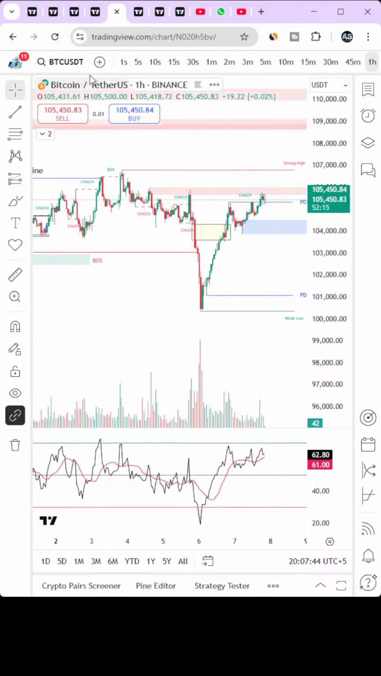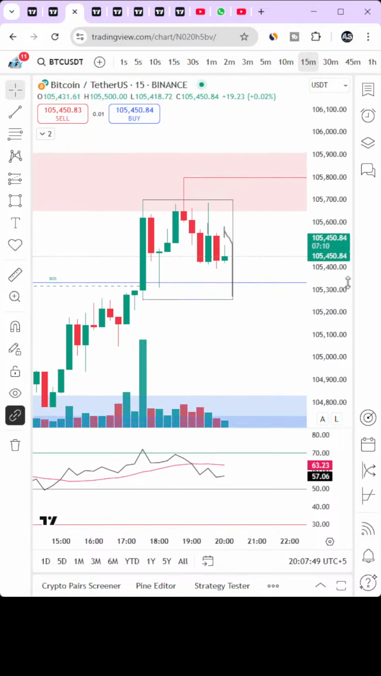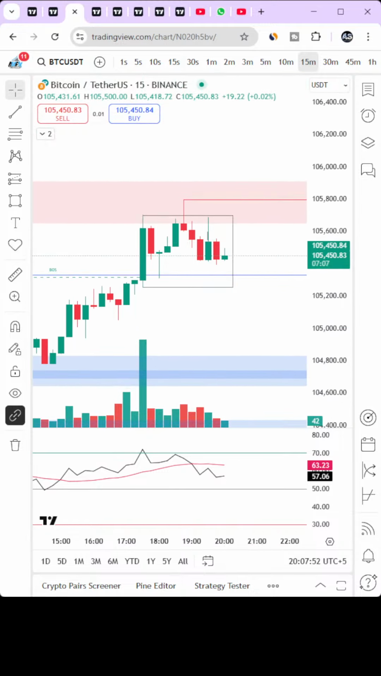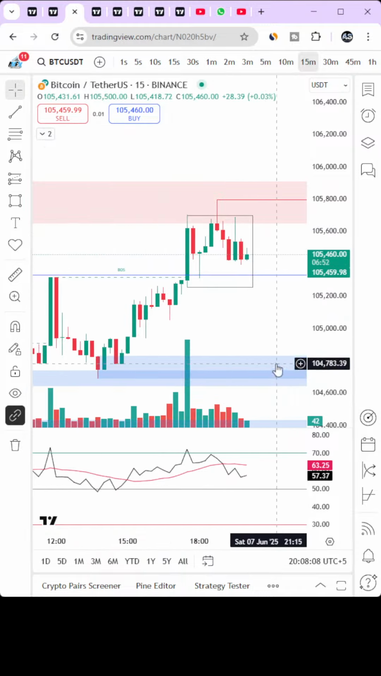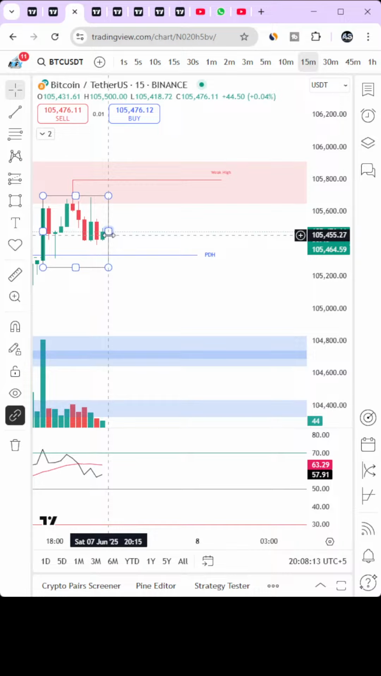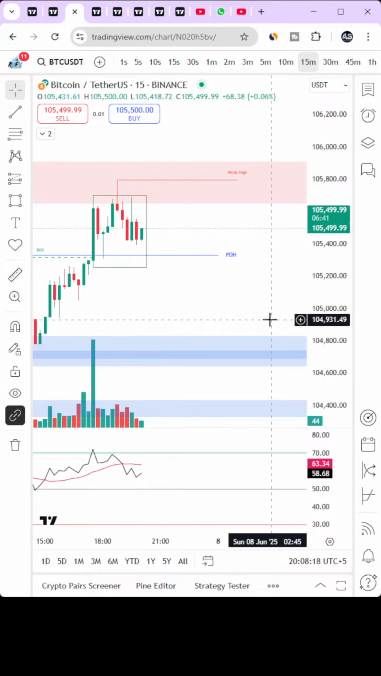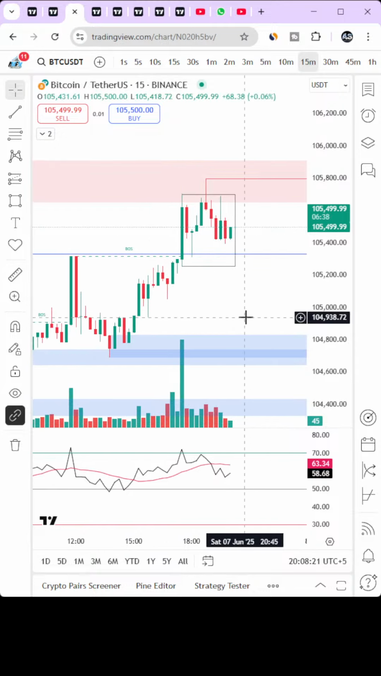We are waiting to close this 15 minutes box which I told you about here. We are waiting for the close of this box or for it to break to any side. Until then we have to wait, because this is a consolidation area. The market can consolidate for many minutes or hours, so this is not a perfect time to take any trade.